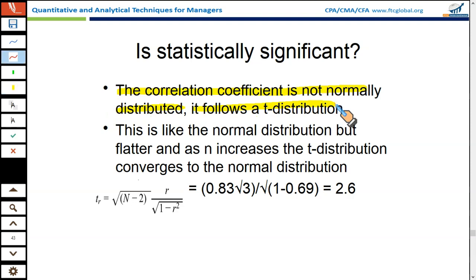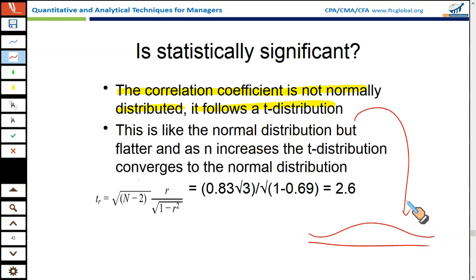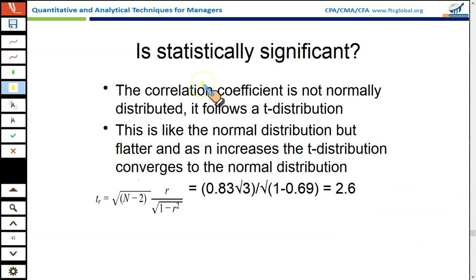We learned this is the normal distribution, right? But a t distribution is flatter. It's like a normal distribution, but a flatter one. And as n increases, the sample size, the number of data set elements, the t distribution converges to the normal distribution. It keeps on going up, and then it becomes a normal distribution. So we are going to test the value of rho. Is it statistically significant? So we are going to make use of a very interesting concept, the t-test.